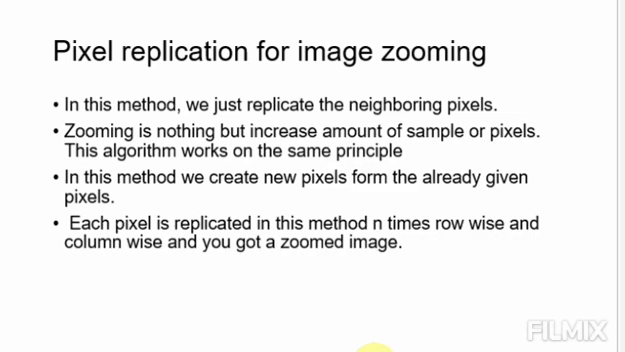As we have already discussed in the tutorial of sampling, zooming is nothing but increasing the amount of samples or pixels. This algorithm works on a simple principle. In this method, we create new pixels from the already given pixels. Each pixel is replicated n times row wise and column wise, and you get a zoomed image. It is as simple as that.